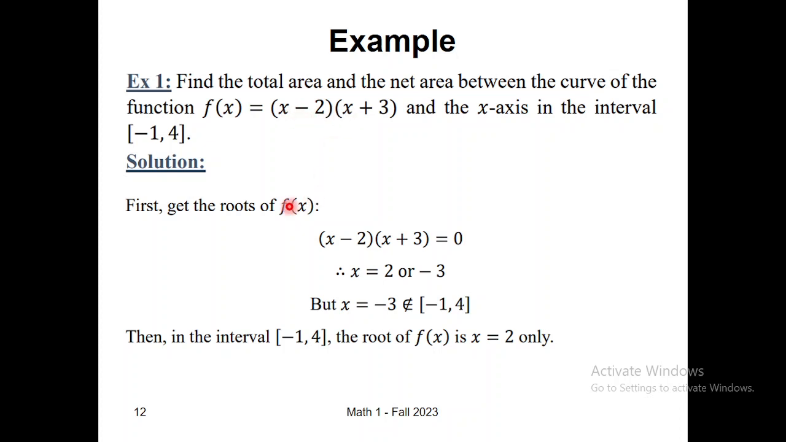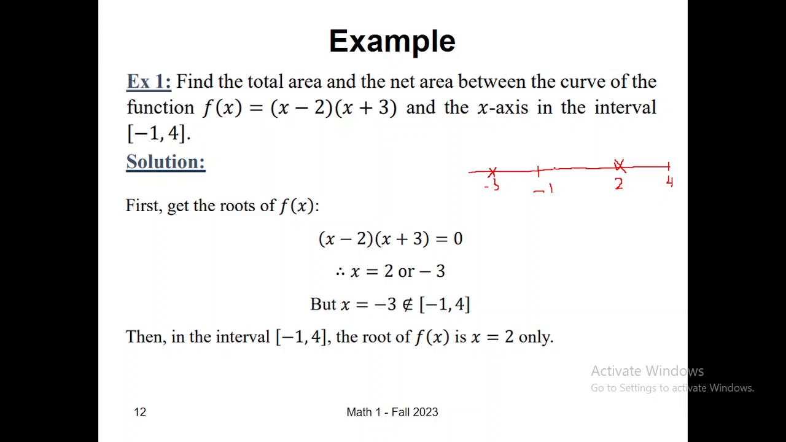In this case, in order to arrive at this conclusion, you have to find the intersection points of this function with the x-axis, which is the root. So we set this function equal to 0, and we find 2 points. We have x equal 2 and x equal -3. So you have 2 intersection points, one at x equal -3 and the other at x equal 2. But now the problem is interested in the area from -1 up to 4. So we have to consider only the intersection point at 2.